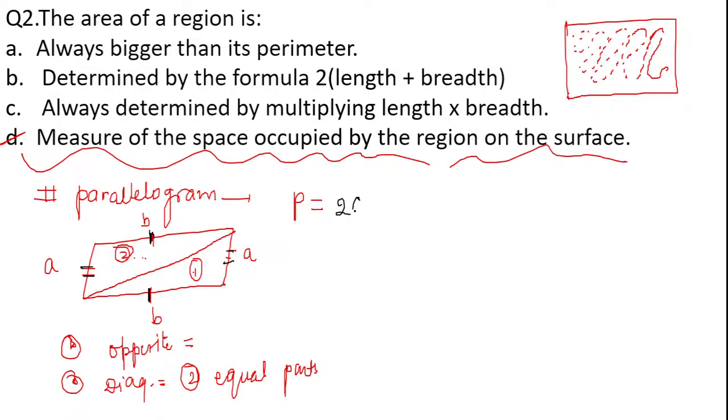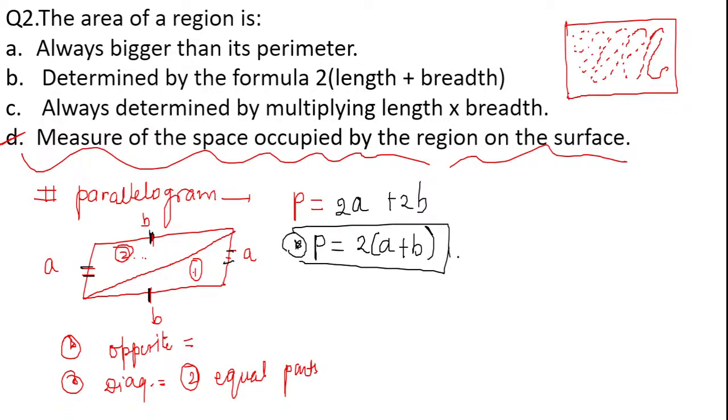That is 2A plus 2B. Yes, because A is coming twice and B is also coming twice. And perimeter, as we have already discussed, is nothing but the boundaries. So can I take this as twice of A plus B? So please note it down. The perimeter of the parallelogram is twice of A plus B. Questions can be directly asked based upon this.